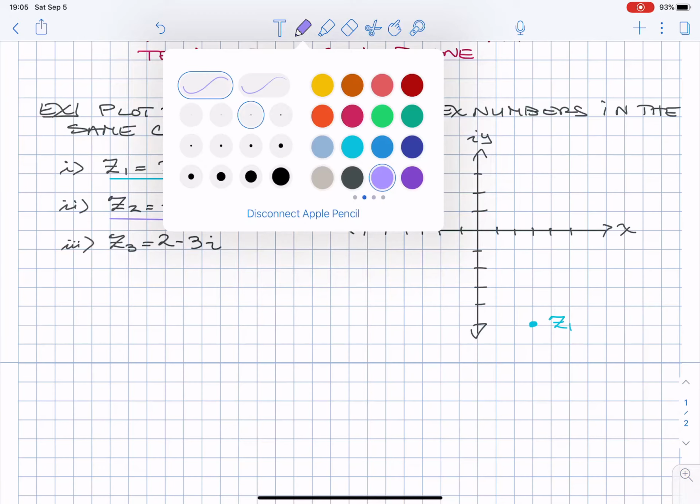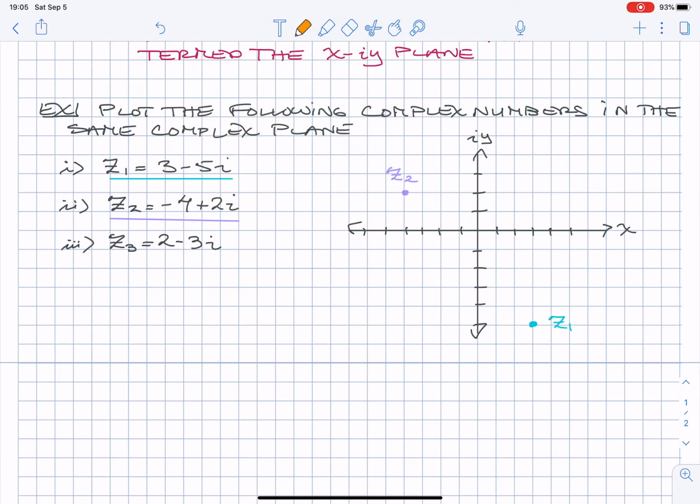And last but not least, let's do this in maybe orange. So z sub 3 has a real part that's 2 and an imaginary part that's negative 3. Z sub 3. Okay, there we go. I think we understand that.